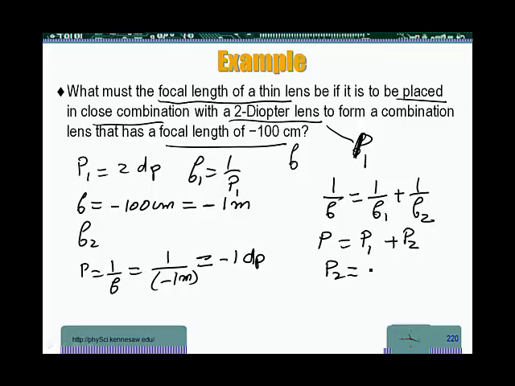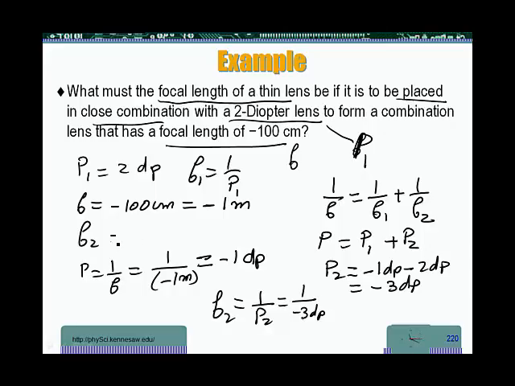P2 is going to be P, minus 1 diopter, minus P1, which is minus 2 diopters, so an overall of minus 3 diopters. f2 is then simply 1 over P2, so it's going to be 1 over minus 3 diopters, which is minus 1/3 of a meter. So it is a divergent lens.